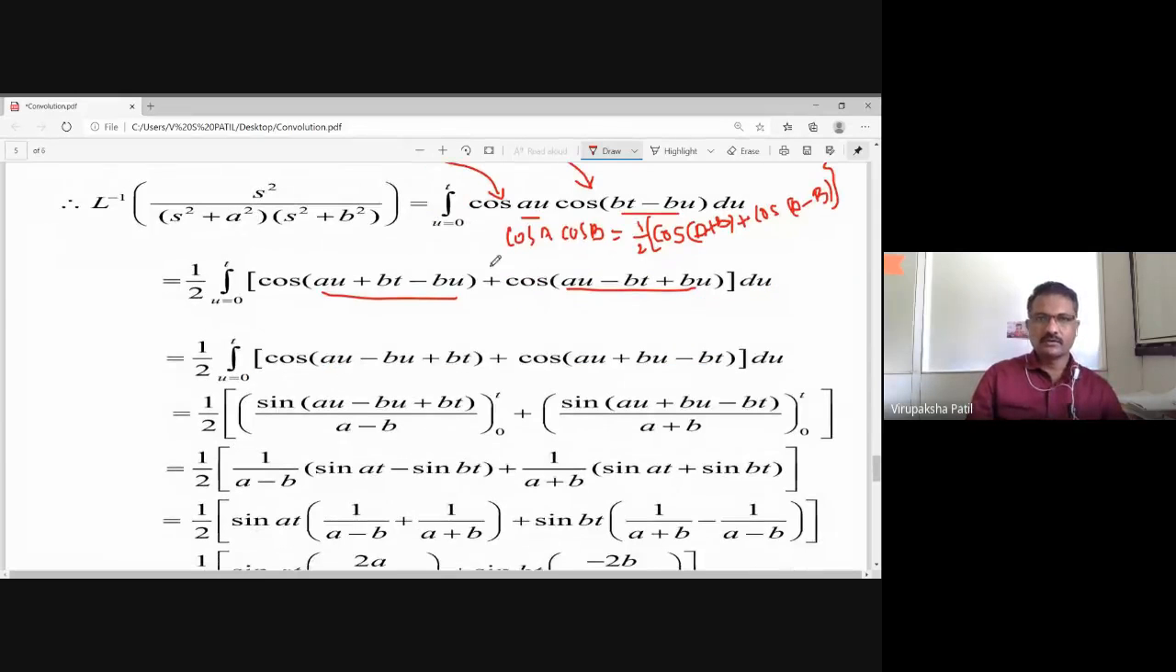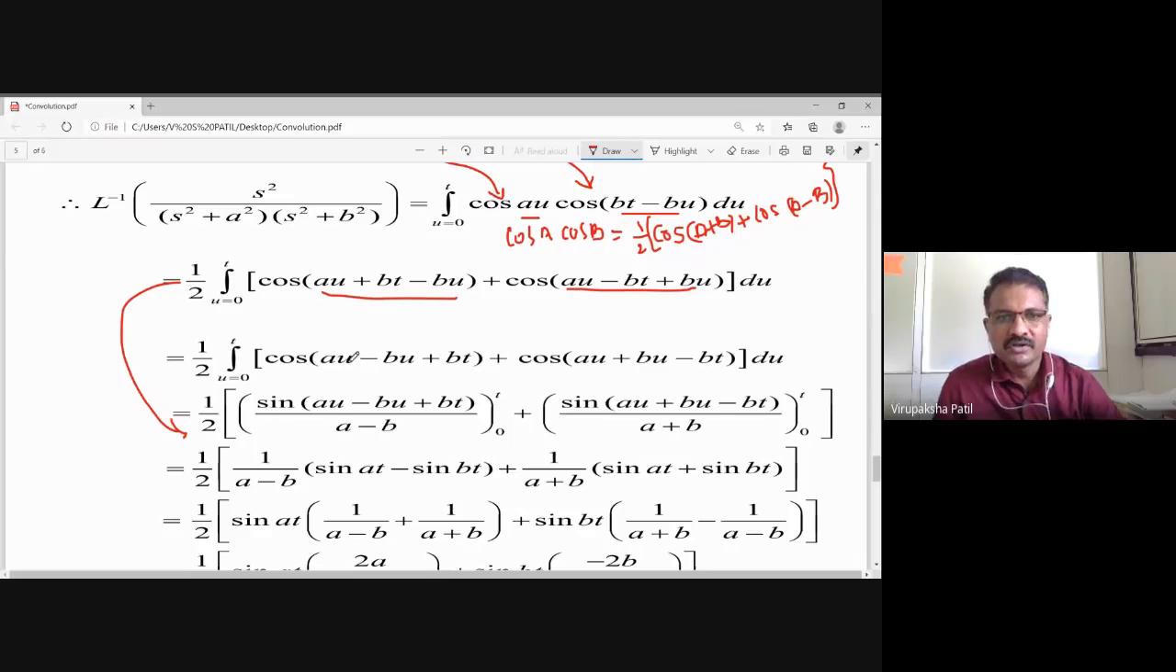See, you have split it into sum of two terms here. So just for our convenience, we will rearrange this so that integration becomes easy. So we'll write this one as 1 by 2 as it is. Integration u is equal to, directly from this step you can write this step, but for understanding purpose I have written this step extra here. That is 1 by 2 times integral u is equal to 0 to t of cos au minus bu, or you can write this one as cos (a minus b) into u plus bt, plus cos au plus bu minus bt. This is with respect to u.